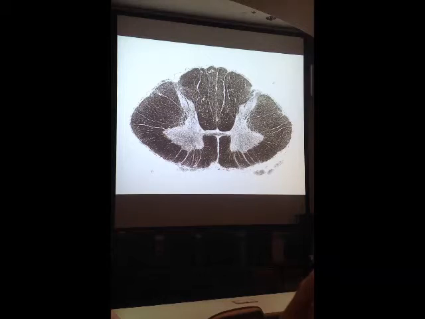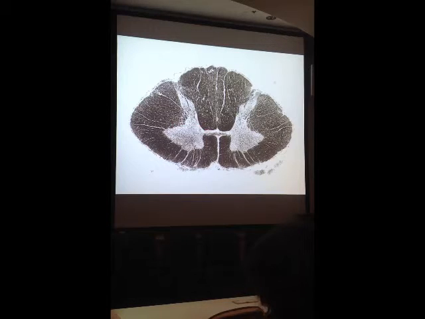The other structure that's very important for you to remember, clinically as well as anatomically, is this little sliver of white matter, that dark stained area right here. What structure is made up by this dark stained area? The anterior white commissure. Why is that important? Because this is where the pain and temperature fibers are deposited from one side of the cord to the other.